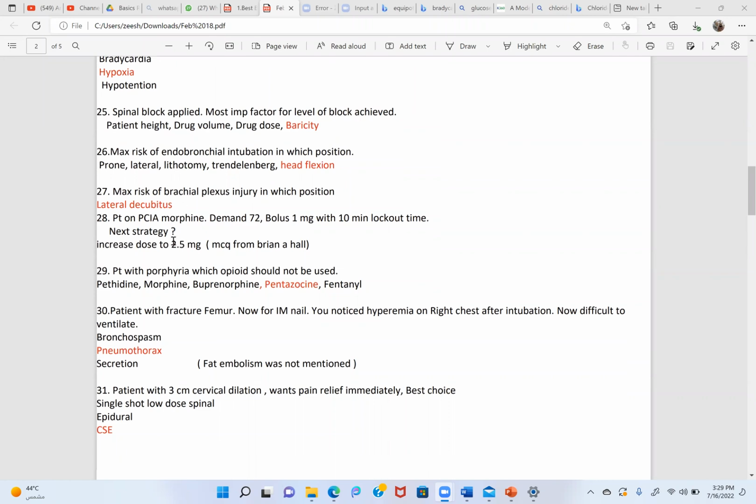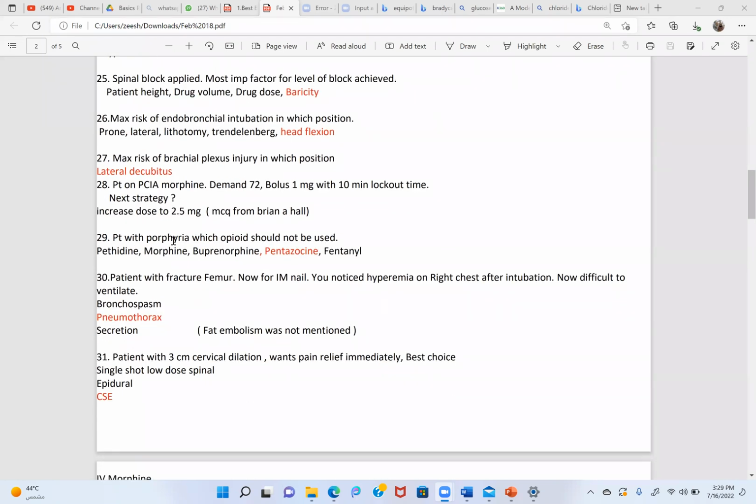Okay. Maximum risk of brachial plexus injury in which position? Lateral decubitus, because there will be pressure. Am I right?